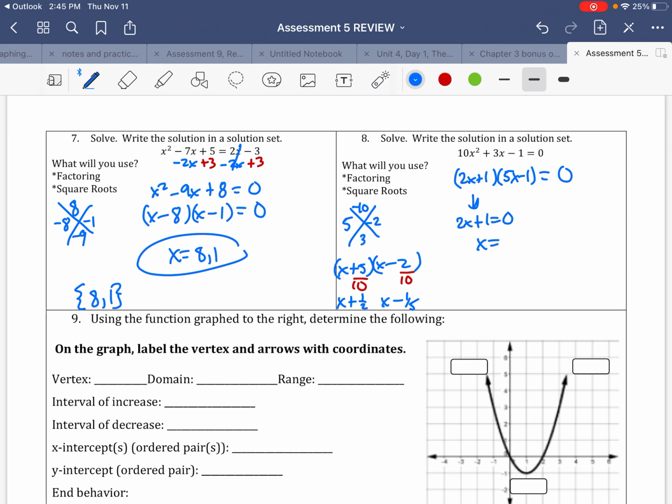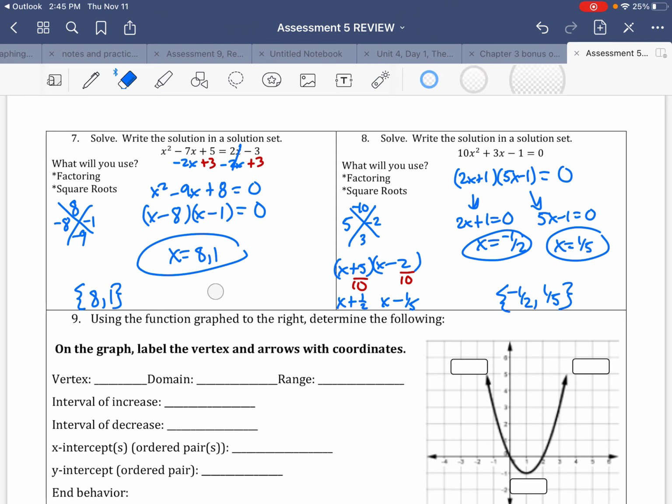2x plus 1 equals 0 means my answer is -1 over 2, because I take away 1, divide by 2. This guy, 5x minus 1 equals 0. I add 1 and divide by 5. My answer would be 1/5. All right, so solution set, -1/2 and 1/5. And over here, solution set, oh, I already did that one.